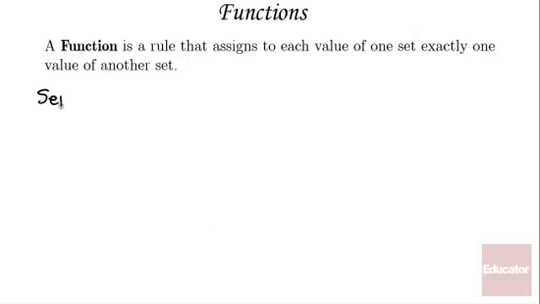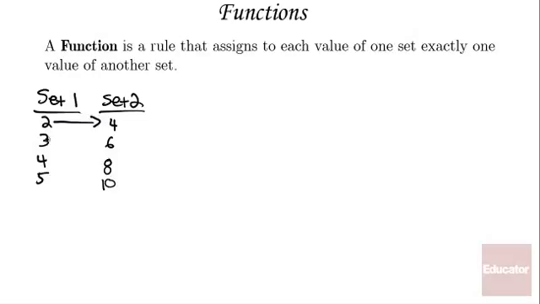Let's say that I have two sets, set 1 and set 2. And my values for my first set are 2, 3, 4, 5. And then my values for my second set are 4, 6, 8, and 10. If I say that one value from set 1 corresponds to exactly one value of set 2, I have a function. So this is an example of a function.